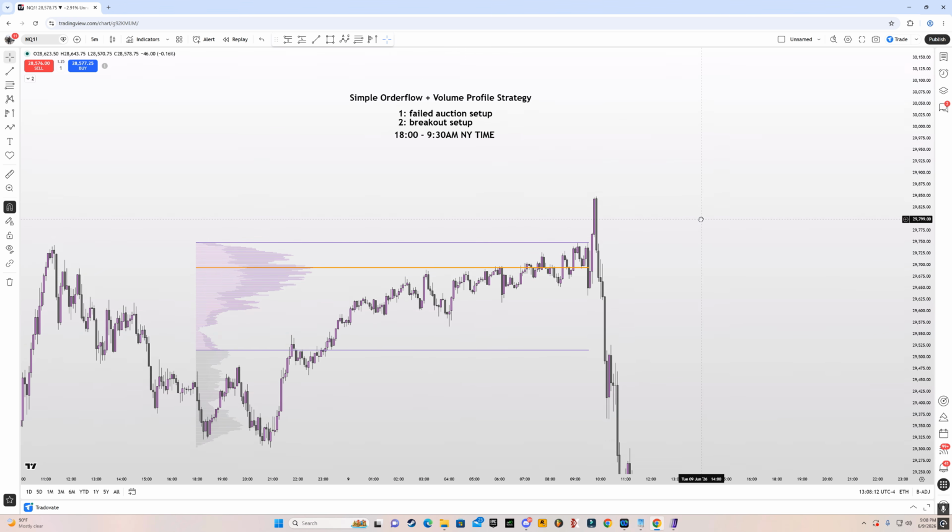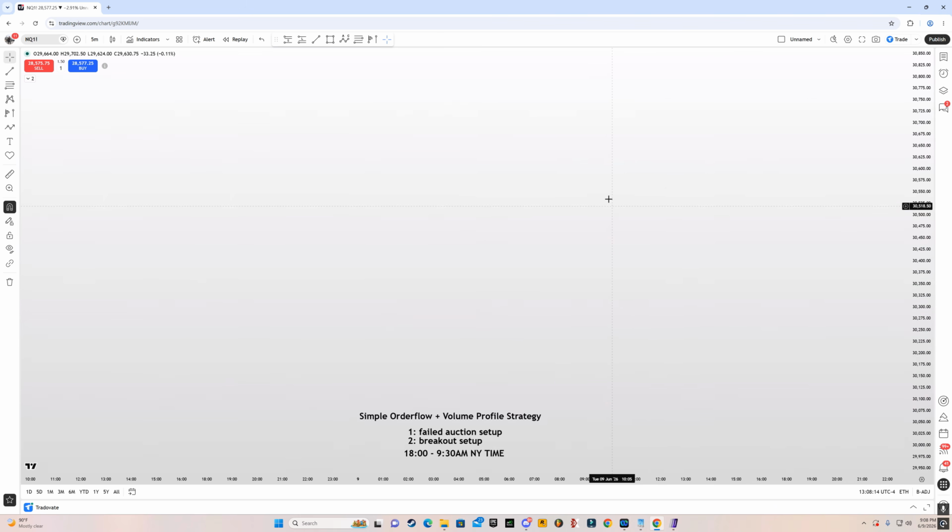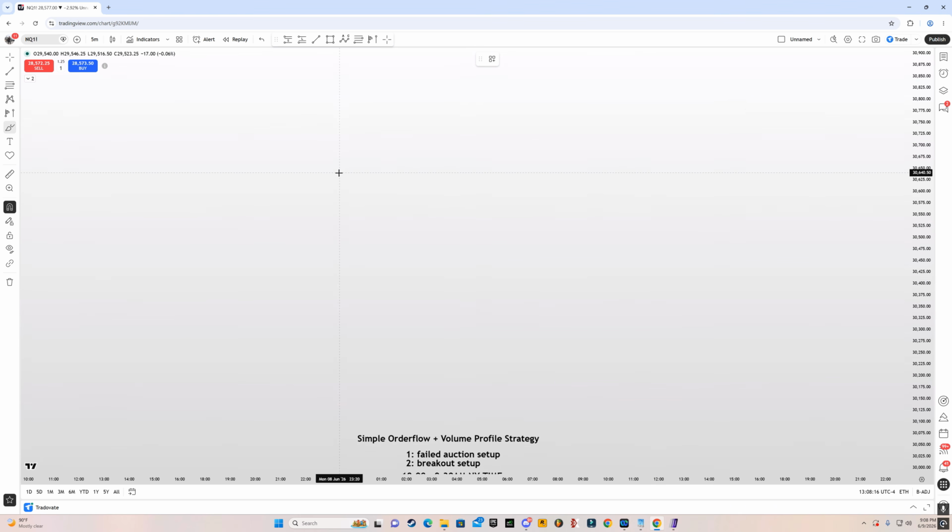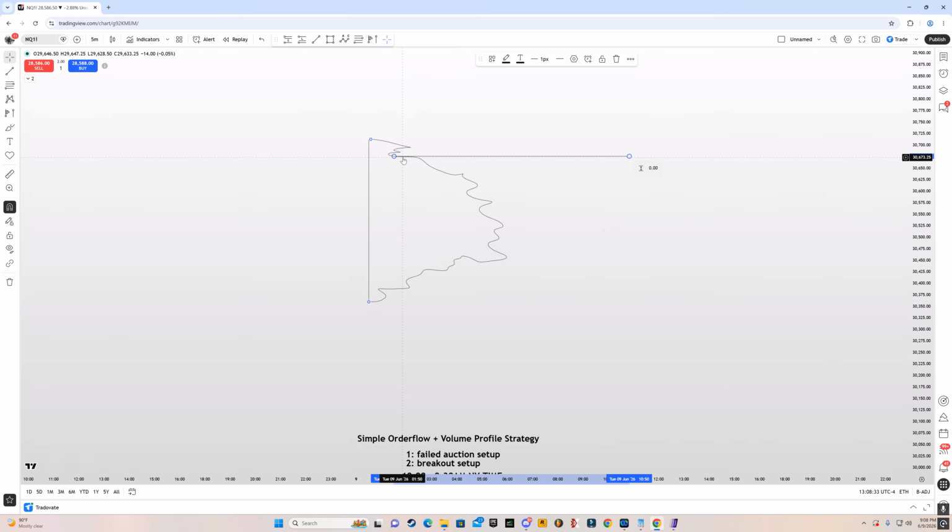What is a failed auction setup? So let's just go here, okay, let's say we have a volume profile like this. And we have the value area high, the least amount of volume, and the value area low, the least amount of volume in this entire range.